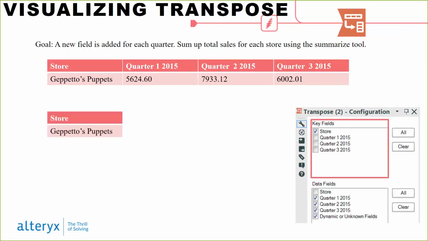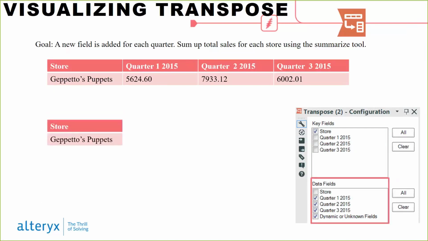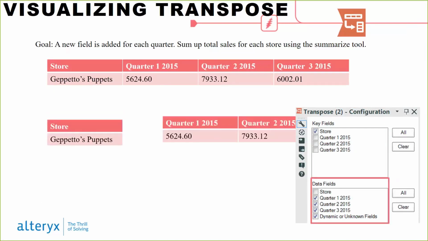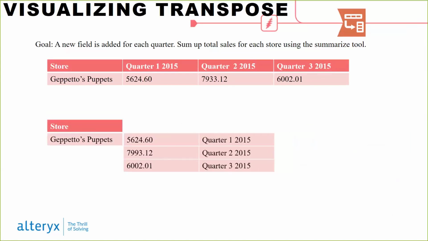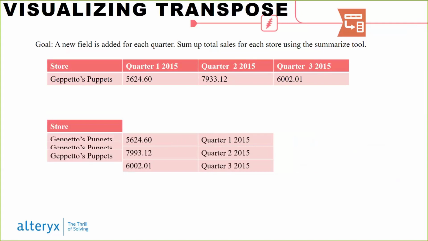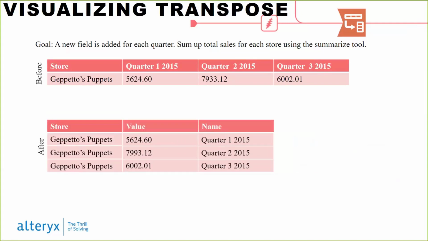So first I'm going to select that key store, okay? I'm going to bring those quarters down. That transpose is going to take place. And since it's a key field, that Geppetto's Puppets will be sure to accommodate all of them. Now, a lot happened there, but I will say no matter how you transpose, no matter how you configure it, you'll have the number of columns over here that represent keys. So if you selected 5 key values, you would have 5 columns.